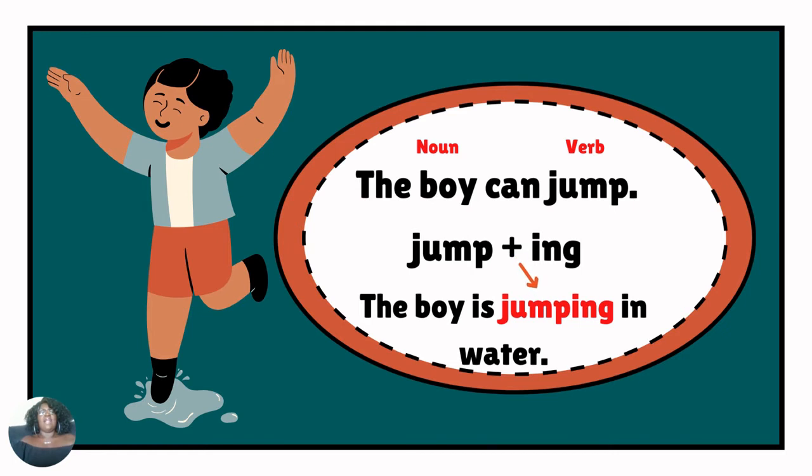Jump plus ing becomes an action verb. Notice the arrow and the red word. The boy is jumping in the water. Jumping is now an action verb. That's physical movement. Next slide.